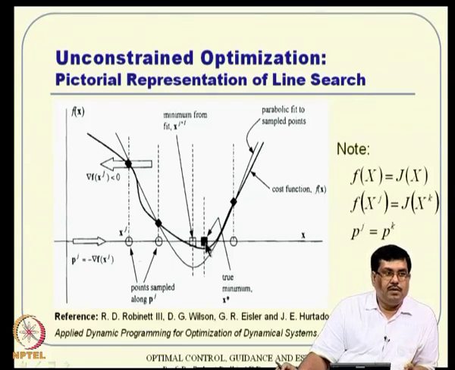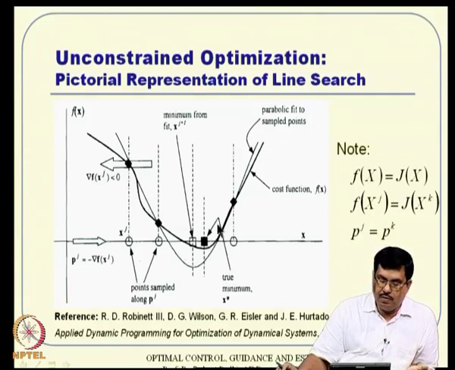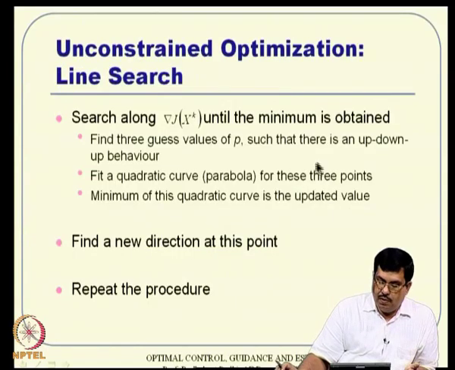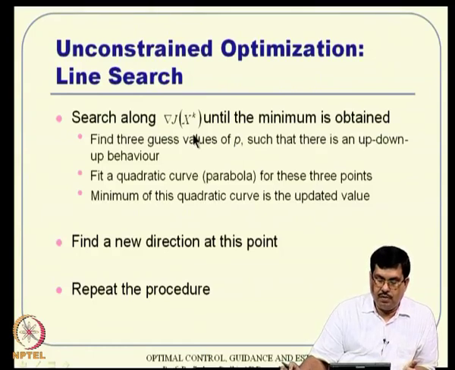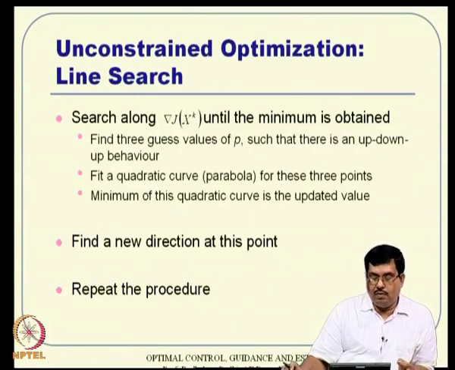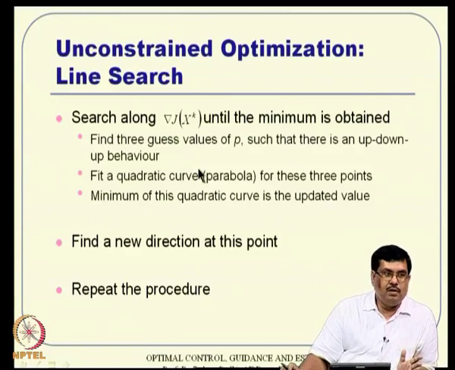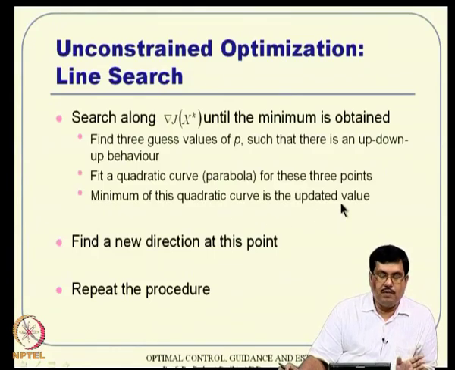That's the whole idea, and if you apply this algorithm a couple of times, you may converge. So, it has a very fast convergence property. That is the whole idea of line search. So, in English words, first of all find 3 guess values of p such that there is up, down, up behavior. Then fit a quadratic curve and find the minimum value of the quadratic curve. I mean, it is not the minimum value of the actual function. You got a quadratic curve which approximately represents the behavior. So, find the minimum value of this quadratic curve, and then update your value to that particular point.